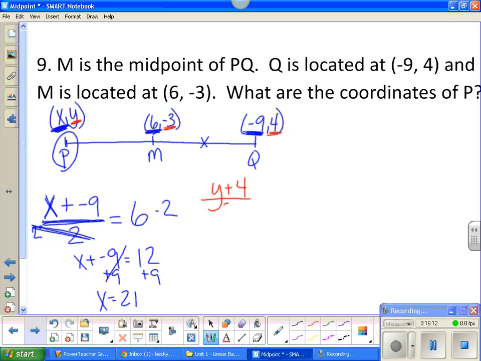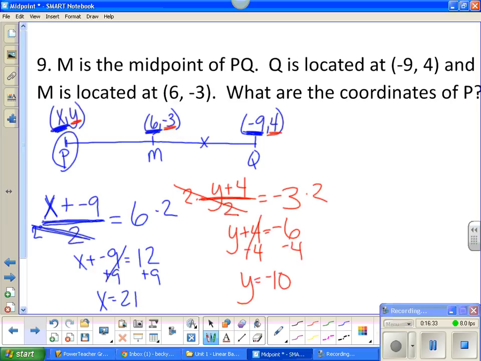So y plus 4 over 2 should give me a negative 3. To solve this, since that's divided by 2, the first thing I'm going to do is multiply by 2. Makes those cancel. Y plus 4 falls down. Negative 3 times 2 is a negative 6. Then to solve for y, I'm going to subtract 4. And that gives me a negative 10. Which means the coordinates for P are 21, negative 10. So you're still using the midpoint formula, but you're not using it to find the midpoint. You're using it to find one of the endpoints.